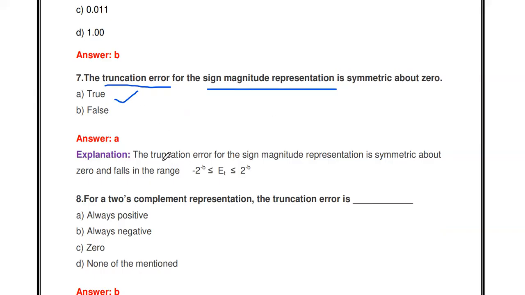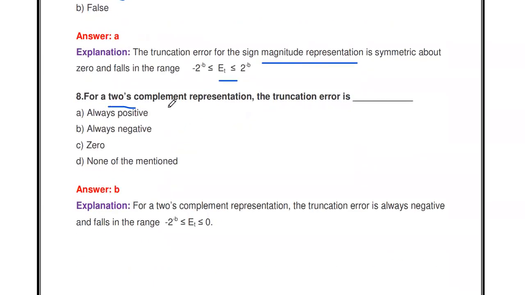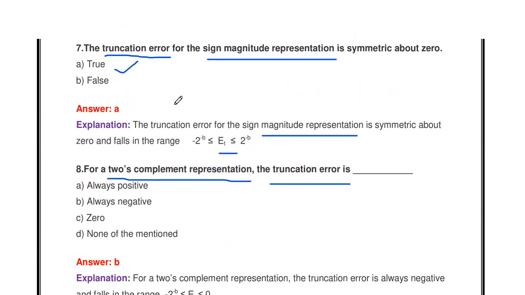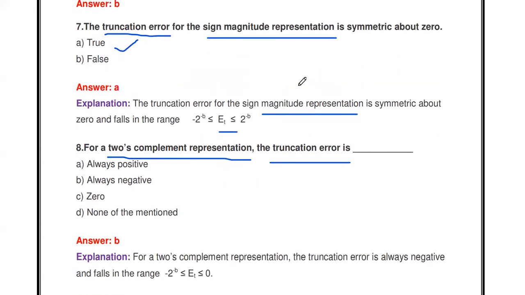Okay. So you see, the truncation error for the sign magnitude representation lies between minus of 2 to the power minus b to 2 to the power minus b. So that's why the truncation error is symmetric about the 0 axis. Okay. Then the next one, for 2's complement representation, what is the truncation error? So for sign magnitude representation, it is symmetric about 0. So the truncation error is a negative value as well as a positive value. Over the entire range, the truncation error is there.